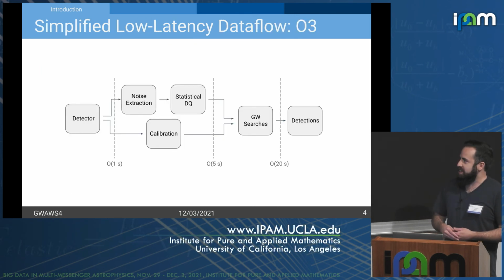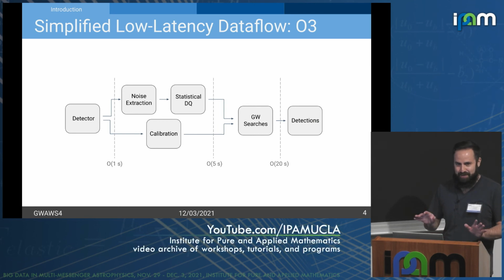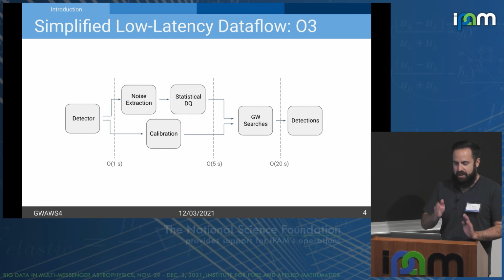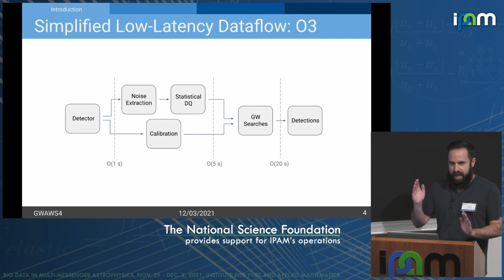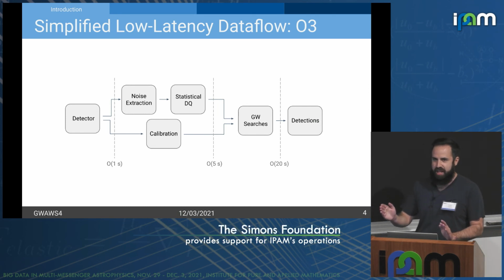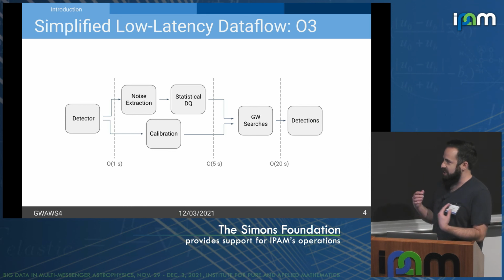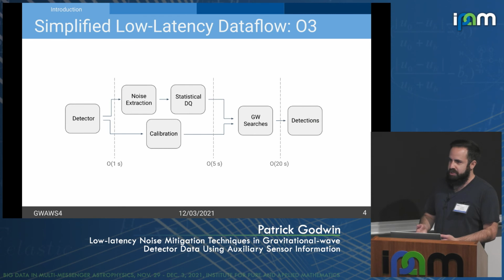So this is a simplified low latency data flow for O3. There's a lot of things missing, but I want to highlight just a few different aspects and some delineations for basically the latency incurred at various stages up until we get into the gravitational wave searches and the detections themselves. So first off, we have the detector. It creates a lot of data. The strain and auxiliary channel data is available on order 1 second.